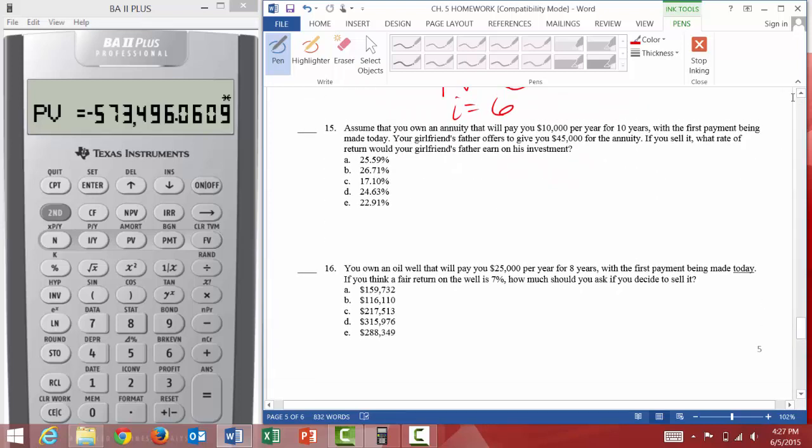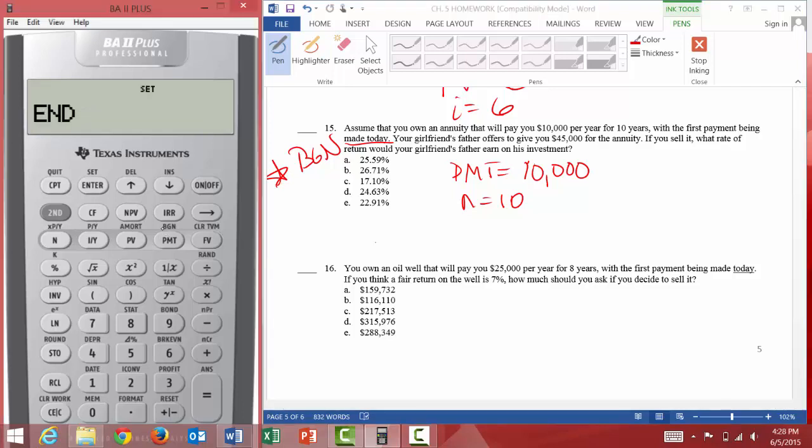Okay, assume you own an annuity that will pay you $10,000 per year for 10 years. So we've got a payment of $10,000 for N equals 10 years. And the first payment is made today. So that's like a big sign that we need begin mode. And so I need to go to second payment, second enter, because that changes it. Now begin mode. And your girlfriend's father offers to give you $45,000 for the annuity.